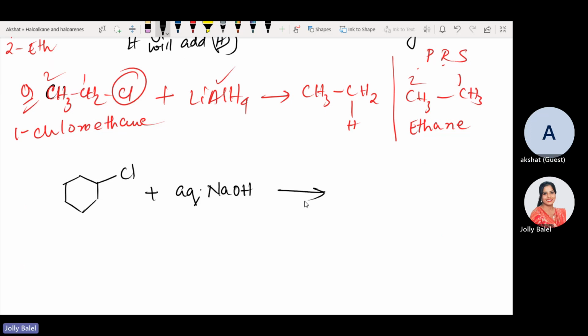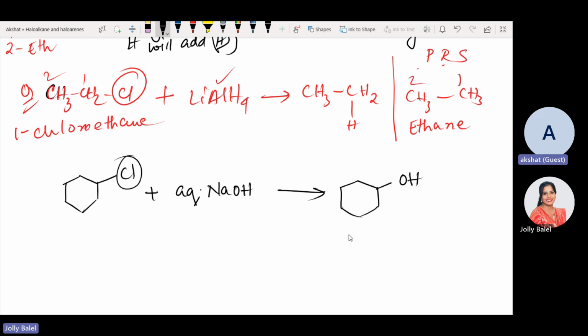Can you tell me the product? OH minus Na. So OH minus will attach to the cyclohexane. Which position? This Cl will be replaced, right? Yeah. So it will be like this.